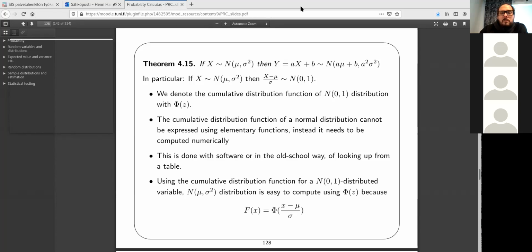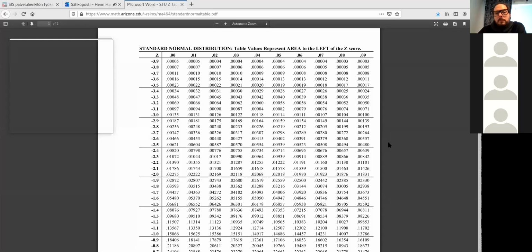Just a second. I'll show you an example of such a table. You can find it in Moodle, here. Here's an example. Let me just share it. Here's one example of such a table.